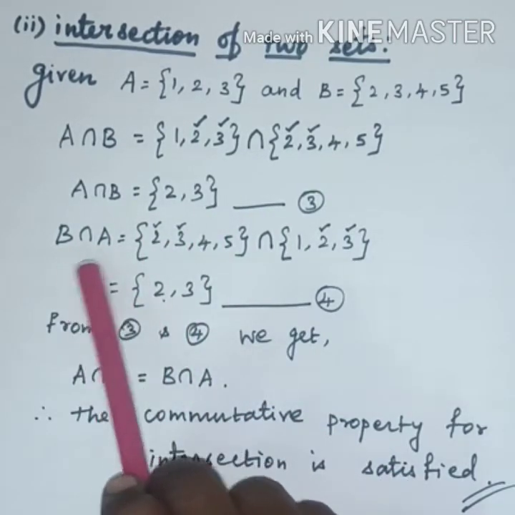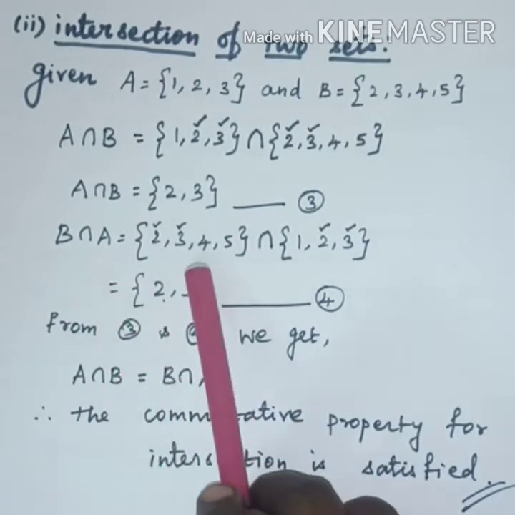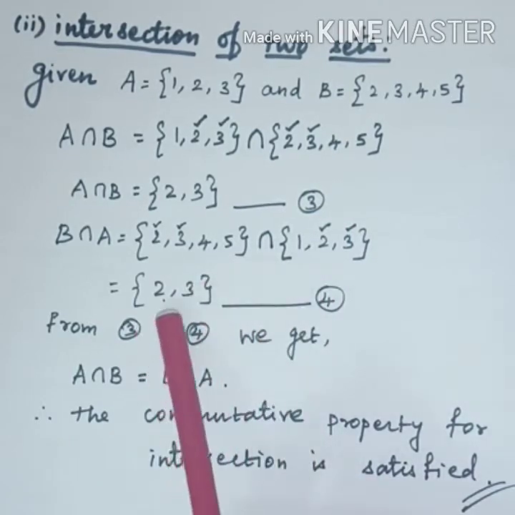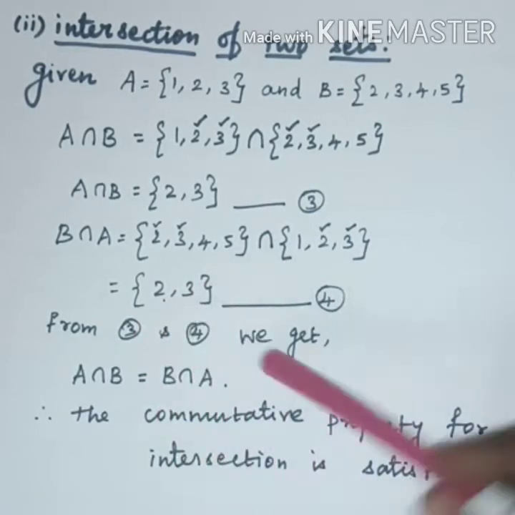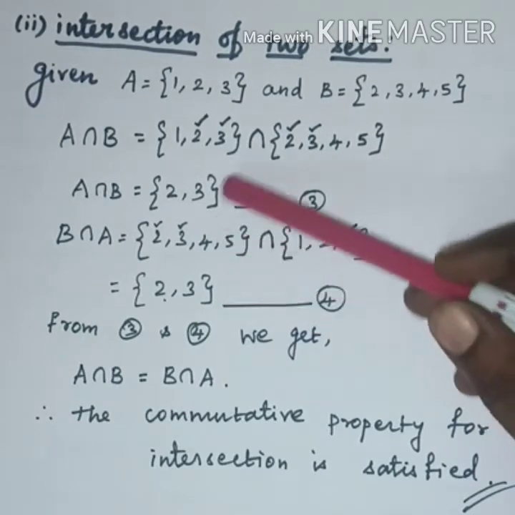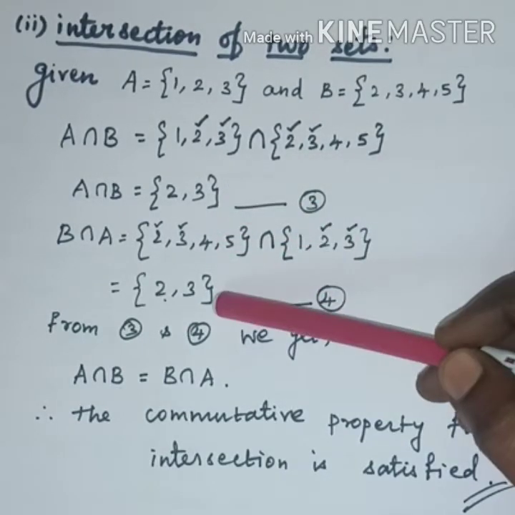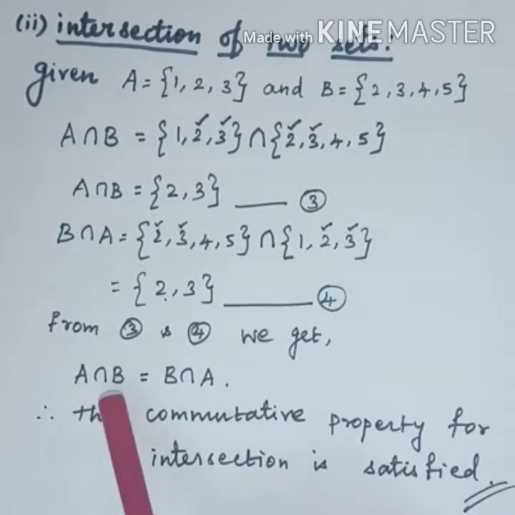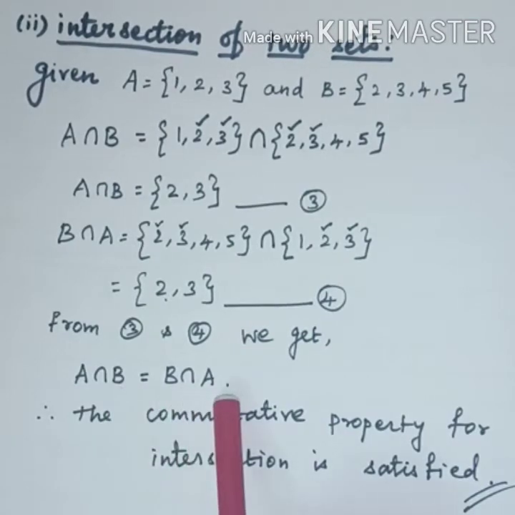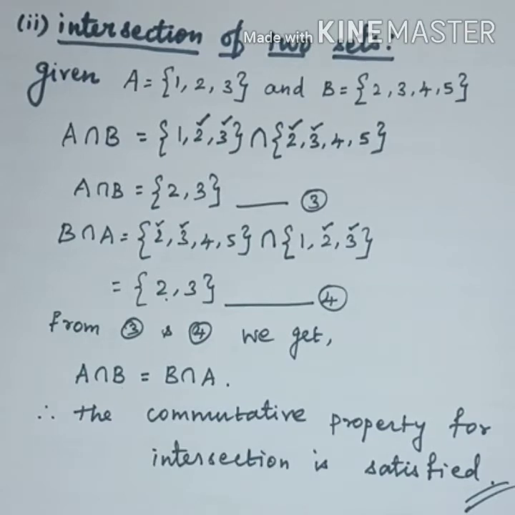Similarly, we have to find B intersection A. In these two sets, the common elements are once again 2, 3. So, from 3 and 4, we get the same elements, the same answer on both sides. A intersection B is equal to B intersection A. Therefore, the commutative property is satisfied for intersection also.